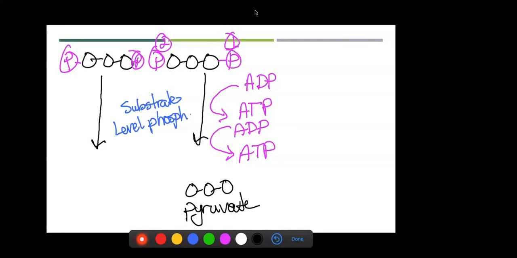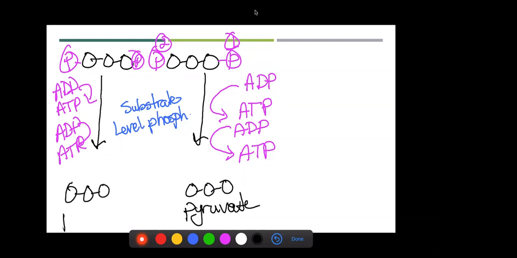And then I'm going to do the same thing on the other side. I'm going to put in 2 ADPs and get out 2 ATPs, and get another pyruvate. All right, so to summarize this, and I'm going to wait because some of you might be drawing this, let you get caught up a little.